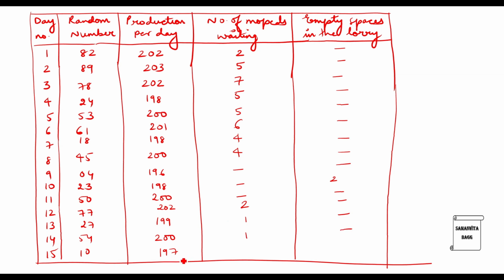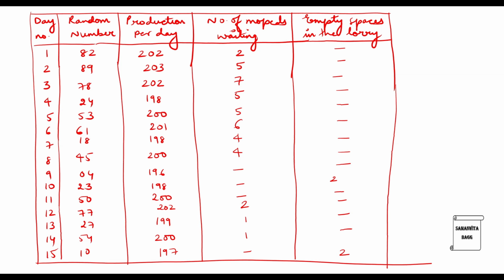Last, you have 197 made, 200 space can be occupied. So what you do is you fit one more, the one which is waiting. So the number of mopeds waiting becomes 0. But still the lorry goes empty with 2 spaces. So I hope you have understood how to make this table. Once you make this table, your problem is sorted.